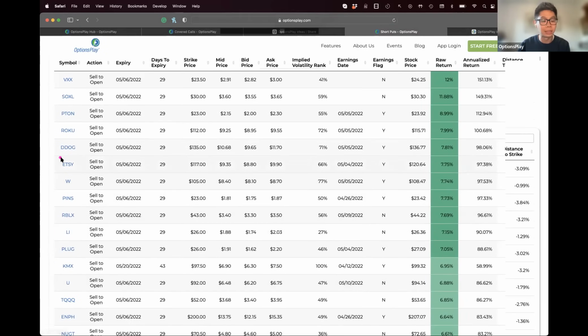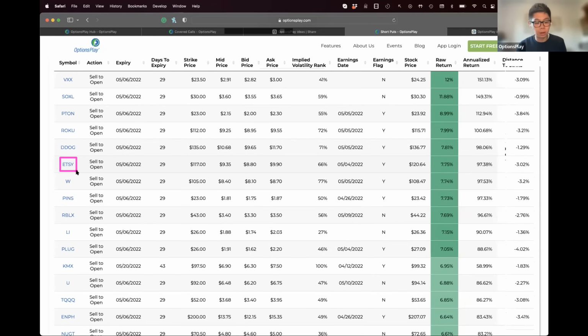Maybe you know what Etsy does because you've purchased a lot of goods on Etsy. So you're familiar with the platform, the stock, and their revenue model, and you're comfortable being a buyer of Etsy. That's how I would use this report and say, okay, if I use a cash secured put to purchase Etsy, then I can purchase the stock at almost an 8% discount versus buying the stock.